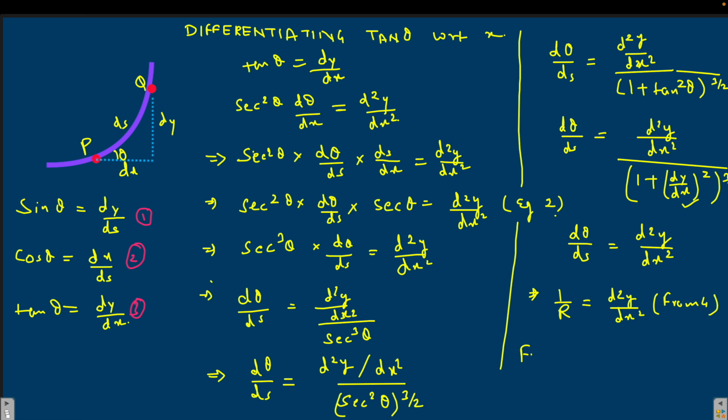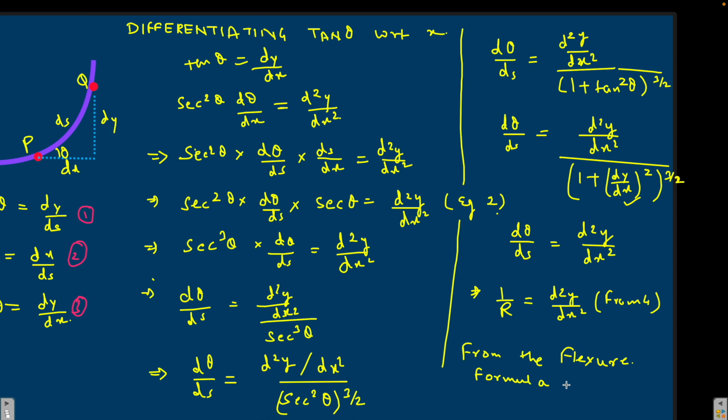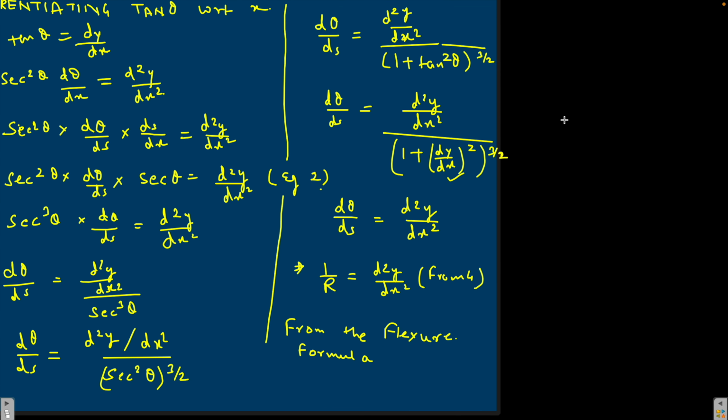From the flexure formula we get, those who don't know what the flexure formula is and how it is derived, I request them to go through my previous lecture where I have derived the flexure formula in great detail. So what is the flexure formula? M by I is equal to sigma by y is equal to E by R. So from this equation, 1 by R is equal to M by EI. Let this be equation number 5.